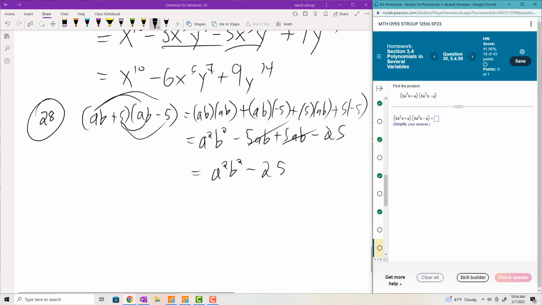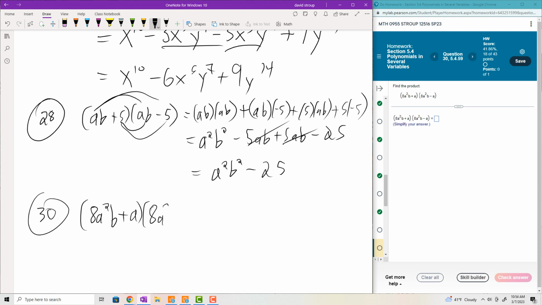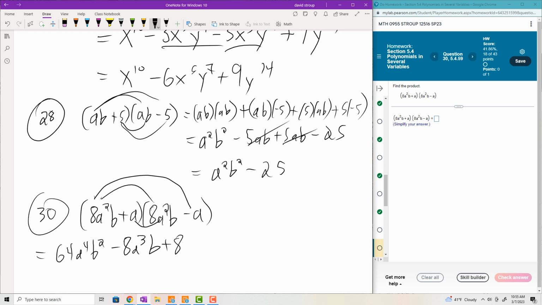More special forms. Inner and outers are going to cancel. So let's try 30: 8a squared b plus a times 8a squared b minus a. First, we're going to have 64a to the 4th b squared, outer, minus 8a cubed b, inner, plus 8a cubed b, and then last, minus a squared. So the inner and outer are gone: 64a to the 4th b squared minus a squared.